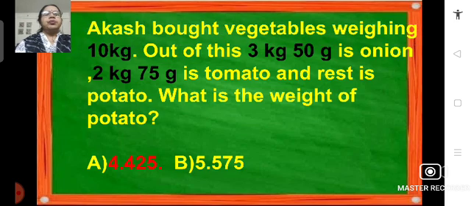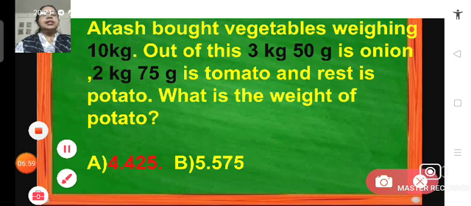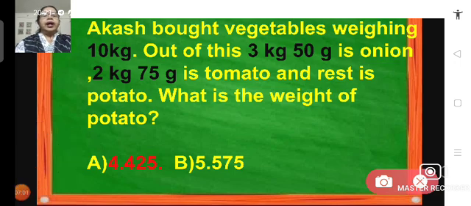Akash bought vegetables weighing 10 kg. Out of this, 3 kg 50 grams is onions, 2 kg 75 grams is tomato and rest is potato. What is the weight of potato? So what do we do? We first add up the weight of onions and tomatoes. The total weight of vegetables is 10 kilograms. So we will first add the weight of onions and tomato, then subtract this sum from 10 kgs.